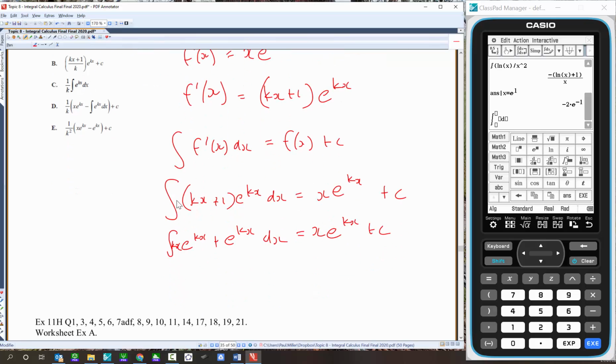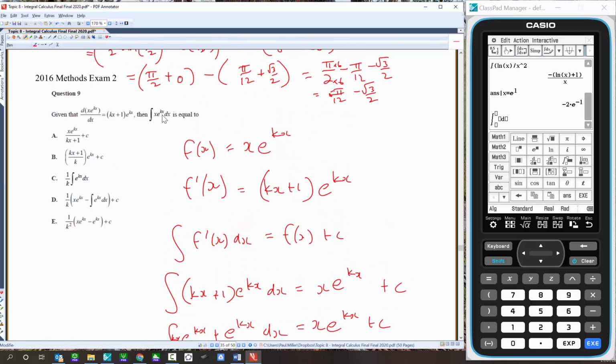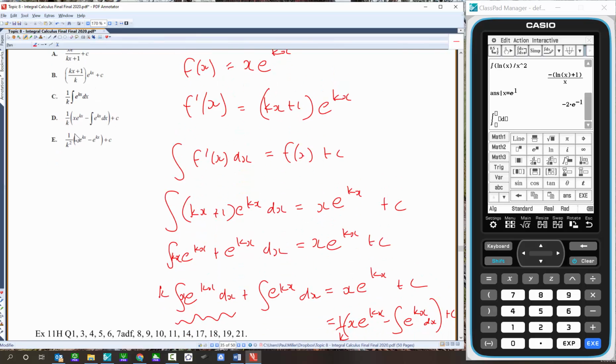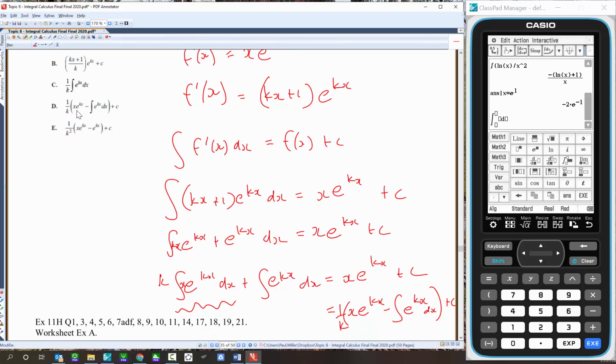All right, now how does that help us? I'm going to yank the k out the front there and leave x e to the kx dx, plus integrate e to the kx dx equals x e to the kx plus c. Now what have I got here? I've got the integral that I'm after, integral x e to the kx. So first of all, I'm going to throw this over to the other side, and then I'm going to multiply by 1 on k on both sides. So that's going to be x e to the kx, take away integral of e to the kx dx, and all of that is going to be multiplied by 1 on k, plus c. Now I think some of these options haven't actually simplified it, so that one there is looking good. Yeah, that's it. All right, so it's D.